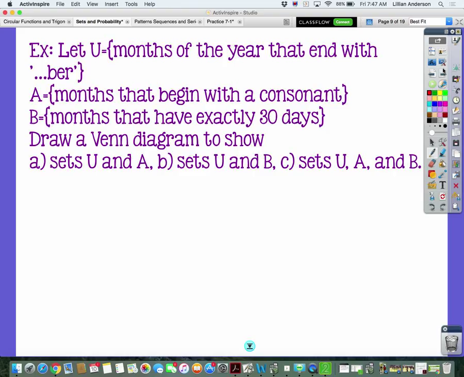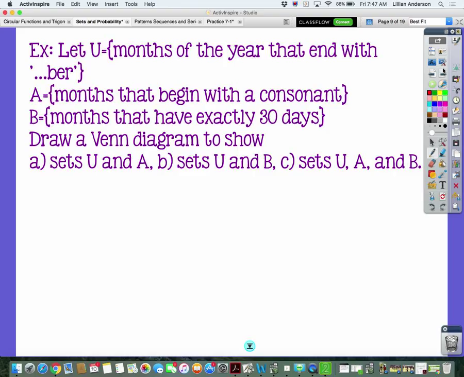Now let's go ahead and look at some examples to apply some of this vocabulary. It says, let U equal the number of months in the year that end in ber. Then, as part of that universal set, set A is going to be the months that begin with a consonant. B are the months that have exactly 30 days. And we're going to draw Venn diagrams to show that set U. We're going to draw 3 different Venn diagrams.